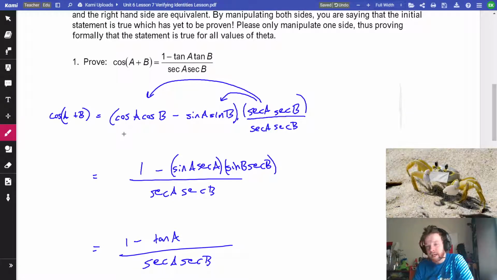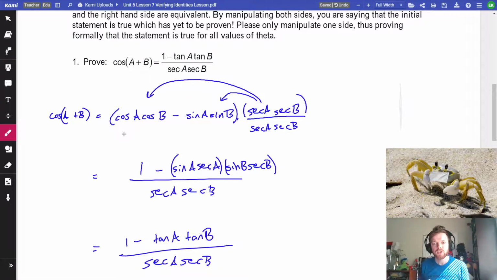And then sine B secant B, that is tan B. And I have proven what I set out to prove: 1 minus tan A tan B over secant A secant B. I took what I was given, cosine of A plus B, and I used the knowledge that I've acquired over the past month, in this case the cosine sum formula. And I was able to prove that this is true.